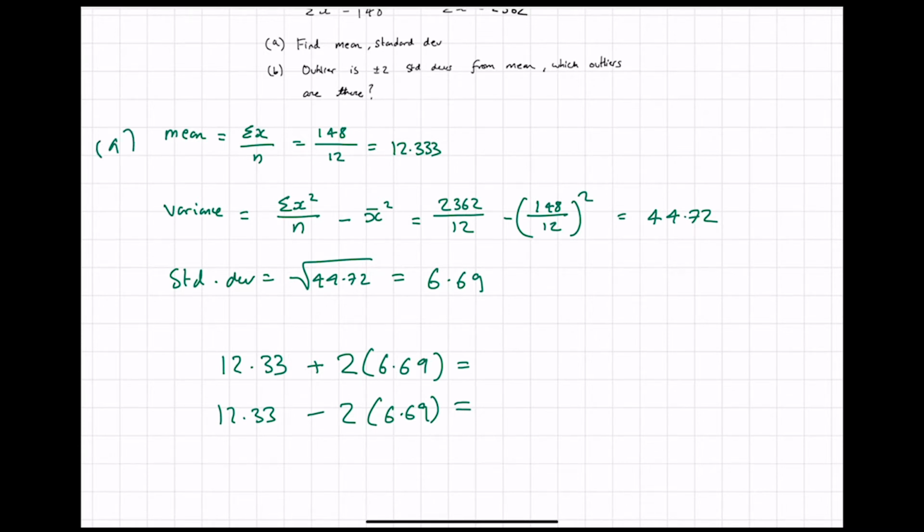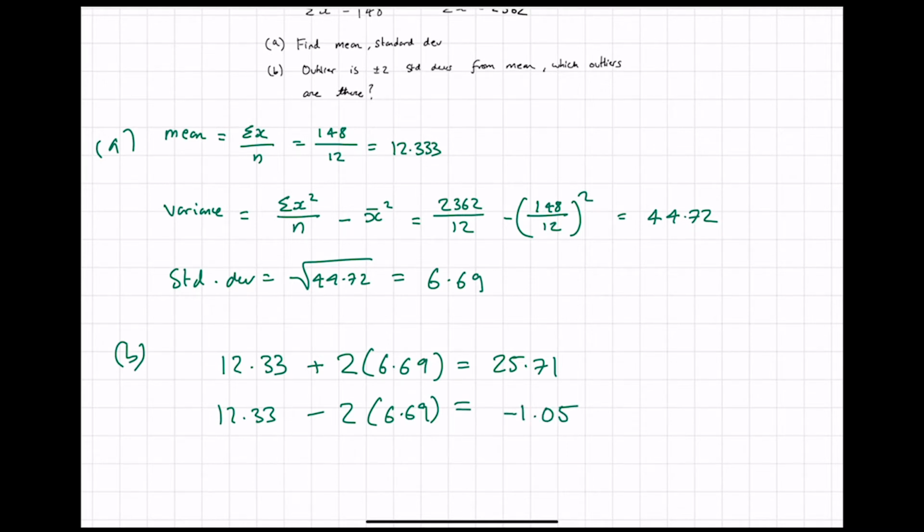So for part A, you do that. This is what you do for part B. 12.33 plus 2 lots of 6.69 gives us a total of 25.71. And 12.33 minus that gives us a total of minus 1.05.